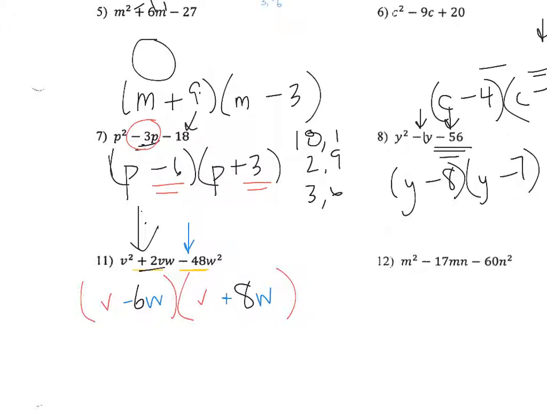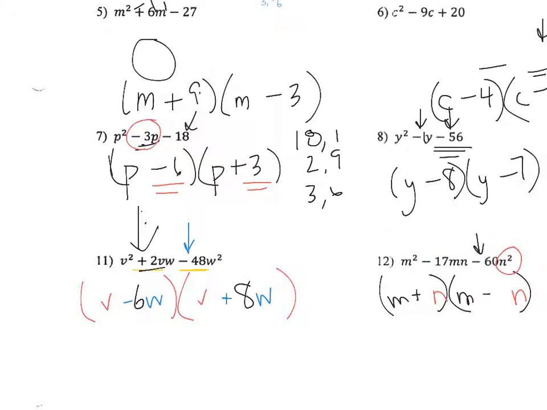And then the last one, I'm going to have m and m, and this is a negative, so I know one has to be positive and one has to be negative. And then I have this n squared, so I put an n and an n. And now I got to figure out what are two numbers that I multiply to get negative 60 and I add to get negative 17.